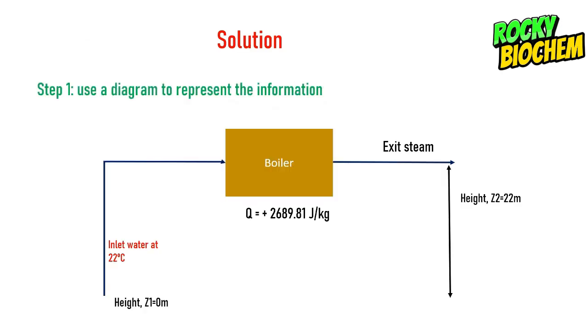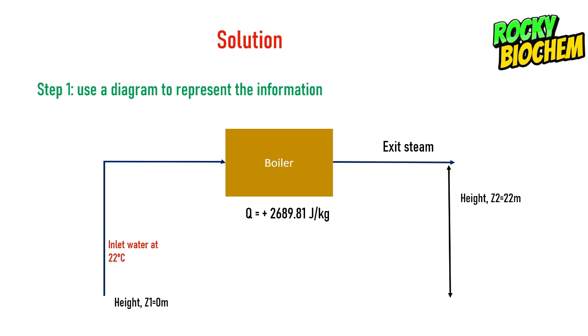As I said, use a diagram to represent the question. So this particular question, this is how the diagram will look. We don't have a fixed diagram for heat balance, unlike mass balance where we have a fixed diagram. We just draw the diagram based on what you are reading from the question. We can see that water entered the system at a temperature of 22 degrees Celsius and then heat was added. So that is why Q is given to be positive 2689.81. And then we are looking for the exit steam, and the height from the exit steam to the ground level was given to be 22 meters.